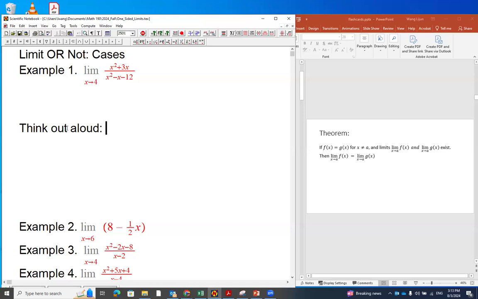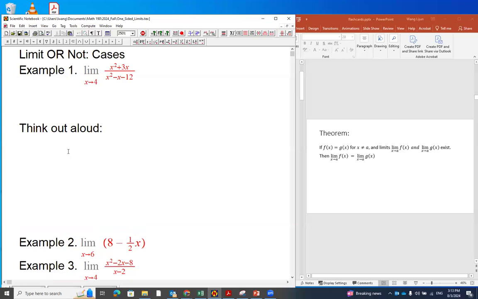Think out loud is my scratch paper. On think out loud, I will naturally check: can I apply the limit law? Can I apply direct substitution? Because if I can do that, the question will be solved very, very quickly. So I will be checking the denominator.